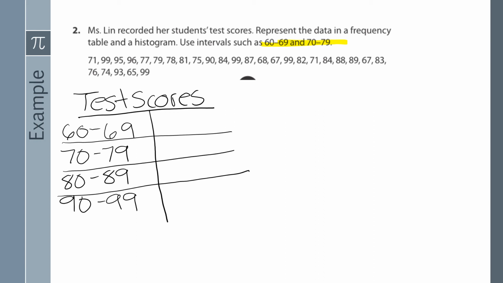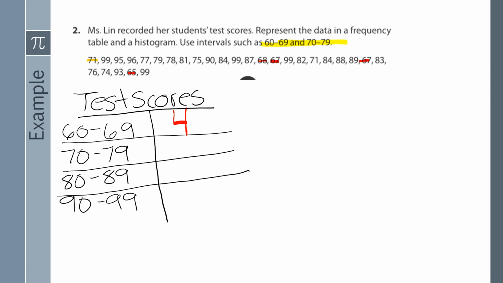So I'm going to go through and start marking anything that's from 60 to 69. So anything in the 60s, I want to mark off. So I have this one right here, 68 and 67. Another 67, and then a 65. So that's 4. So I had 4 scores between 60 and 69. Then I would do it again for my 70s. So anything between 70 and 79.